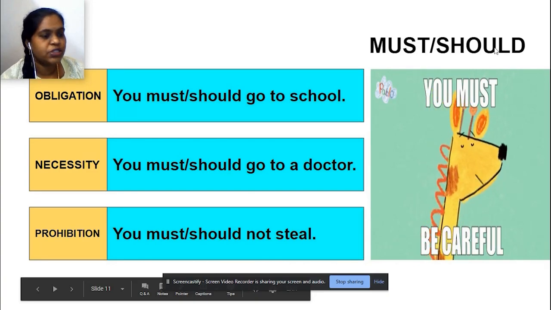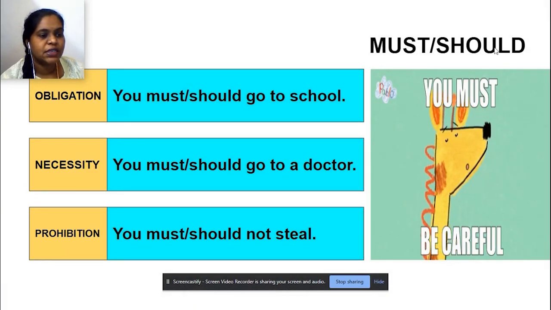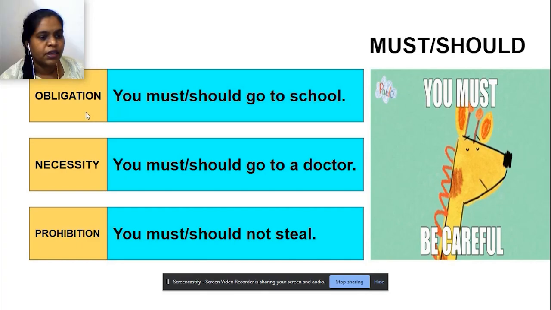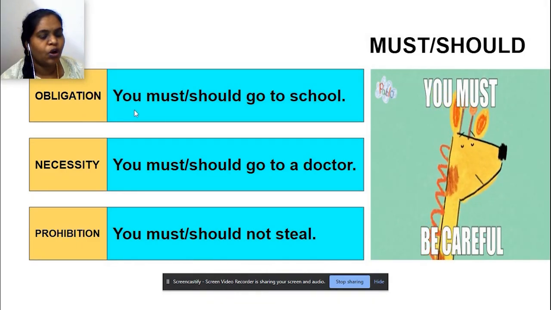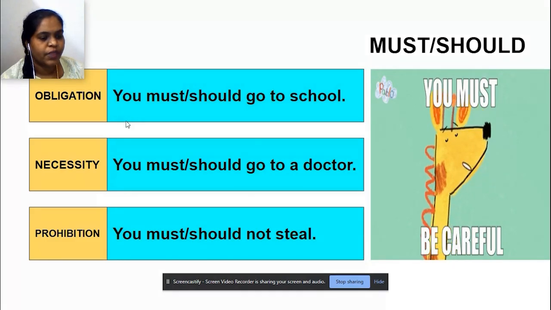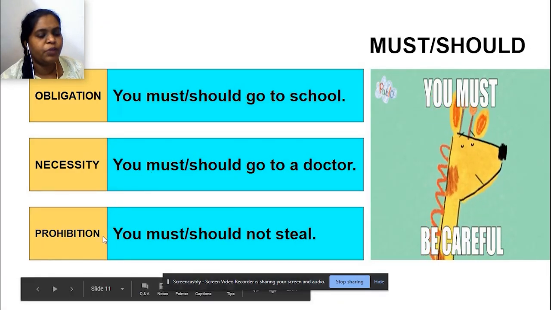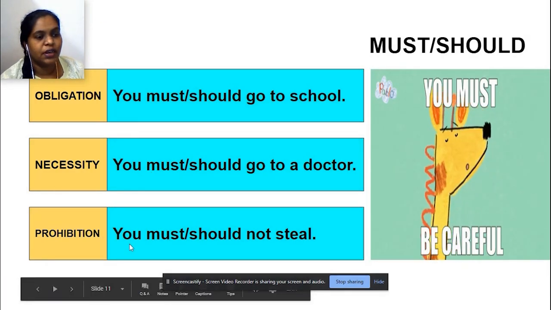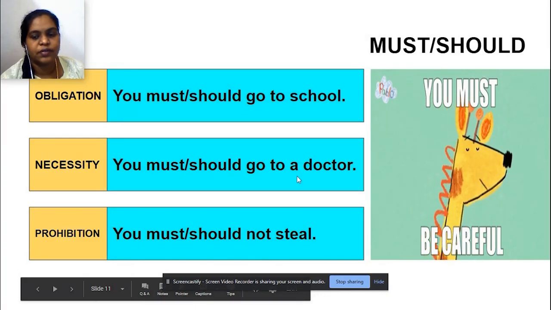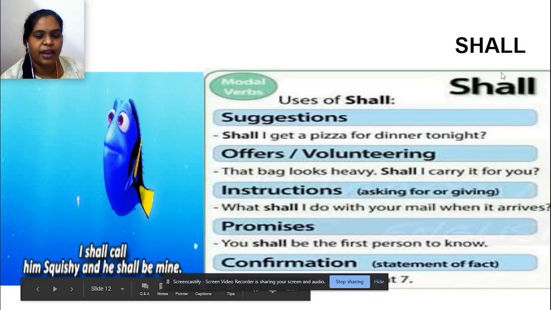Must or should is generally used as advice. Obligation. You must go to school or you should go to school. Necessity. You must go to a doctor or you should go to a doctor. Prohibition. You must not steal or you should not steal. You must be careful.